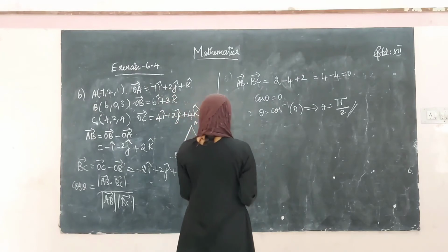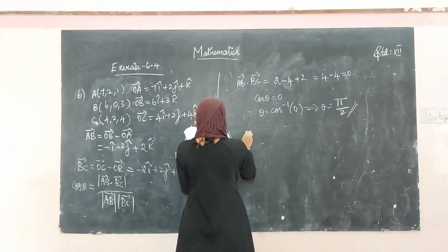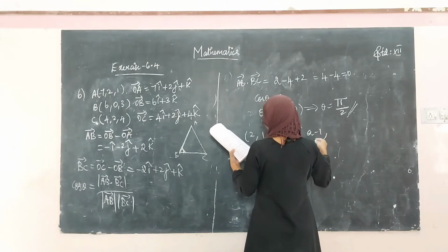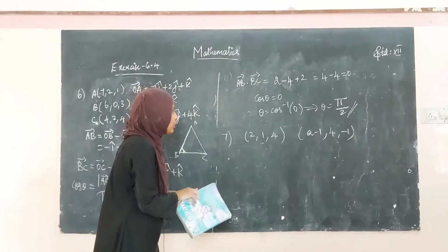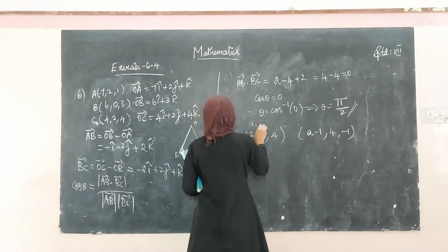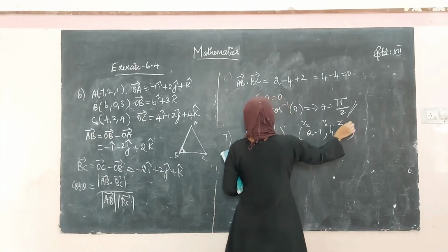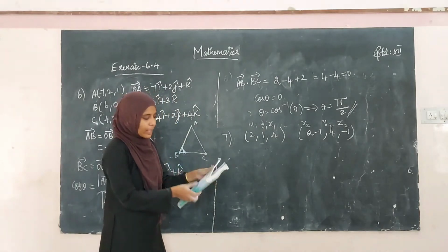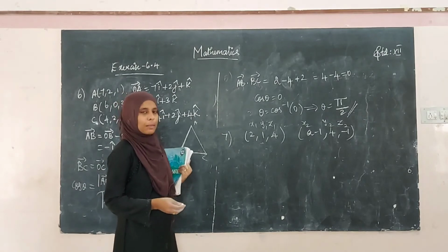So let us see the sum. What is the first line? The first line is joining the points (2, 1, 4) and (a minus 1, 4, minus 1). So we have to write the equation of the line using this. We can use the Cartesian equation. Let us take these as x1, y1, z1 and x2, y2, z2. That is x minus x1 divided by x2 minus x1 equal to y minus y1 divided by y2 minus y1 equal to z minus z1 divided by z2 minus z1.